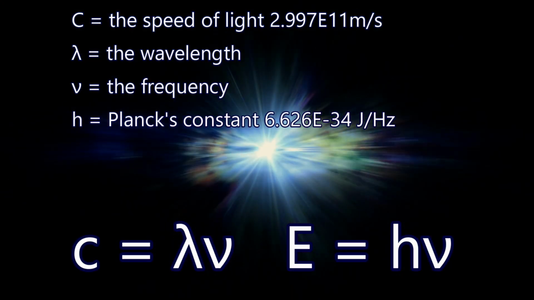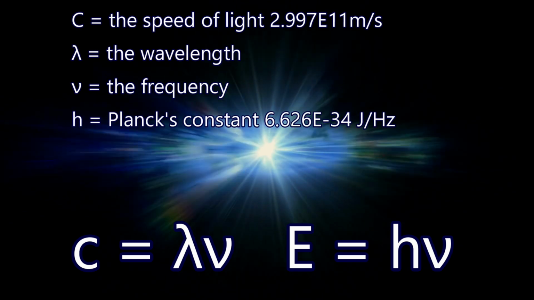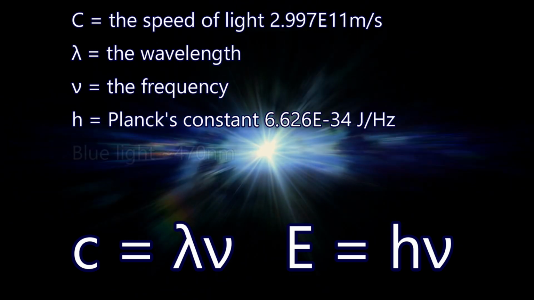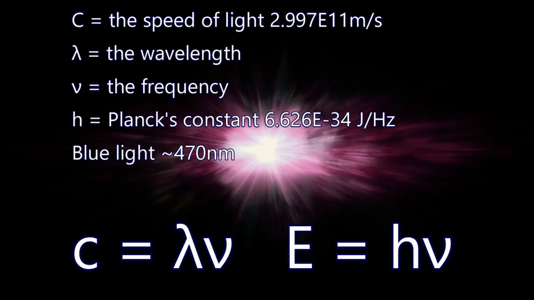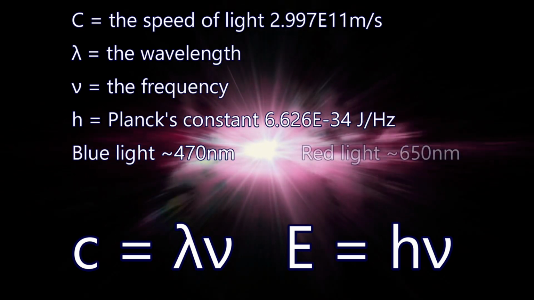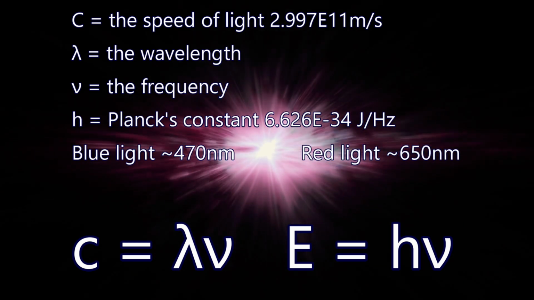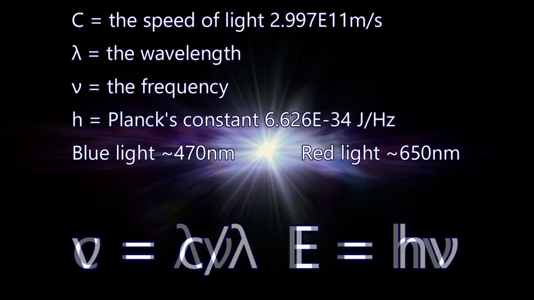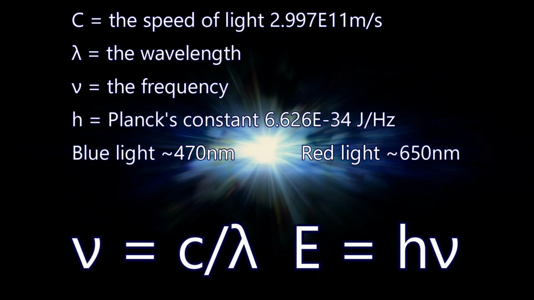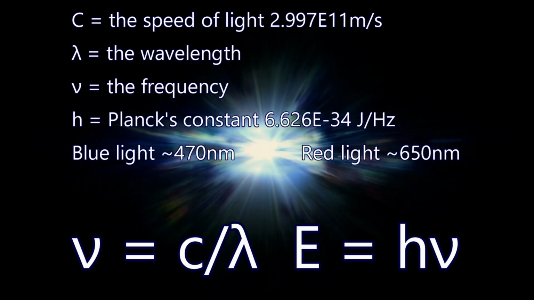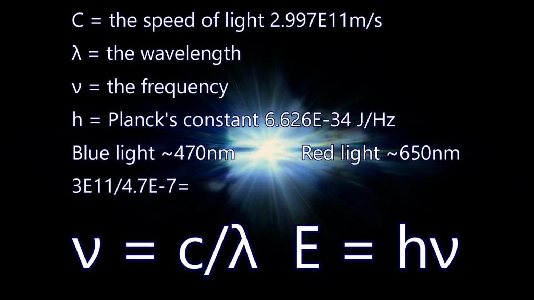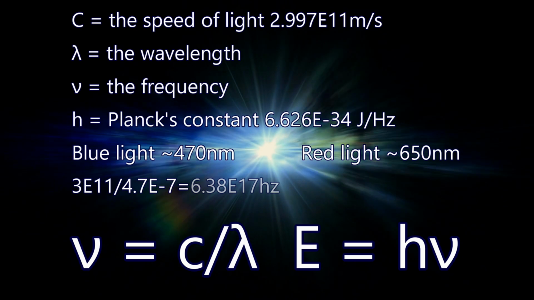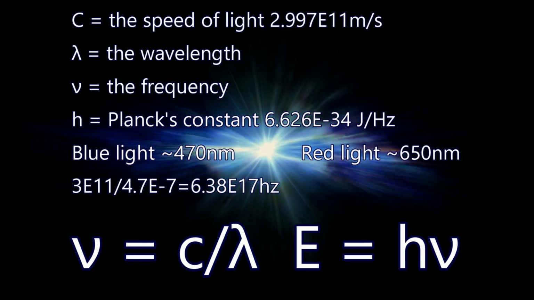This lets us compare the energy of, say, blue light with a wavelength of 470 nanometers with red light that has a wavelength around 650 nanometers. Since we have been given the wavelengths, we can use the first equation to find the frequency. Let's start with the blue light. The speed of light divided by 470 nanometers gives us 6.38 times 10 to the 17th hertz.